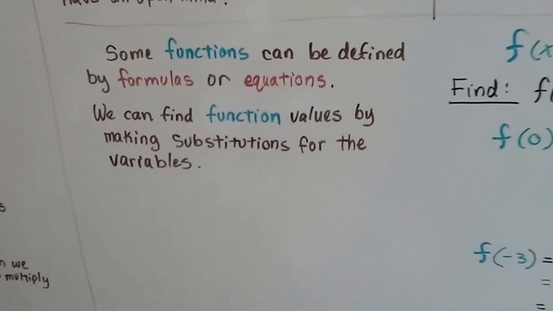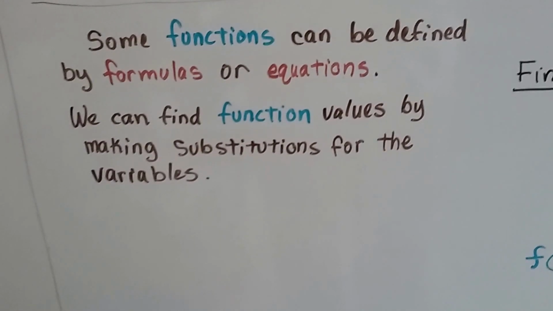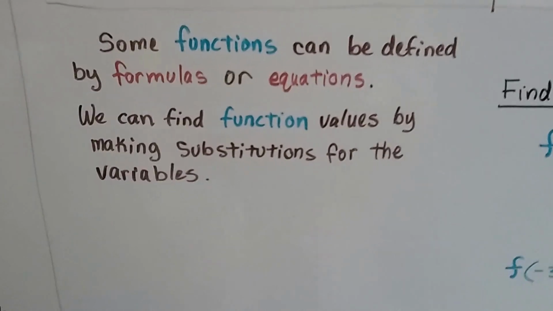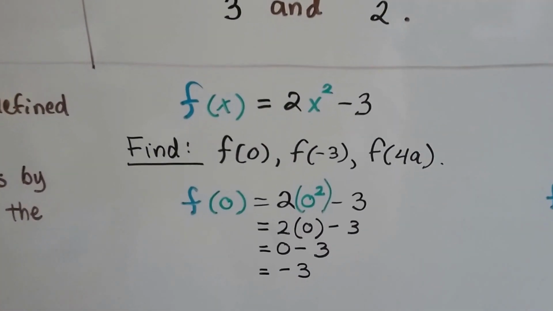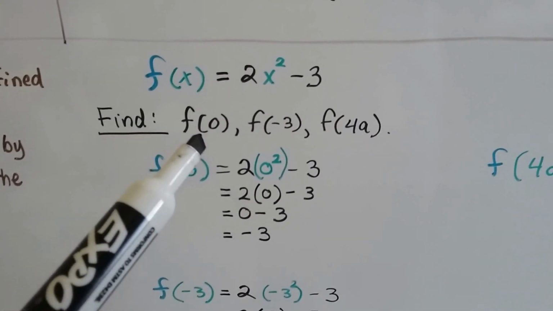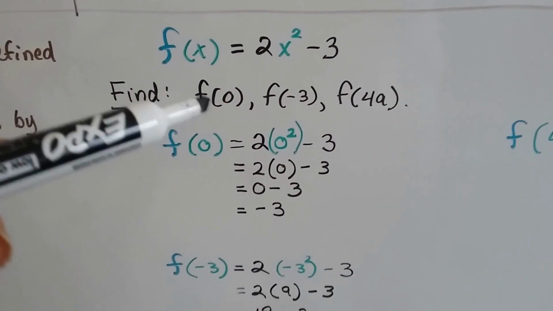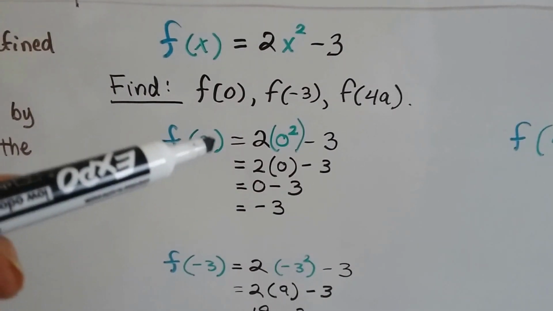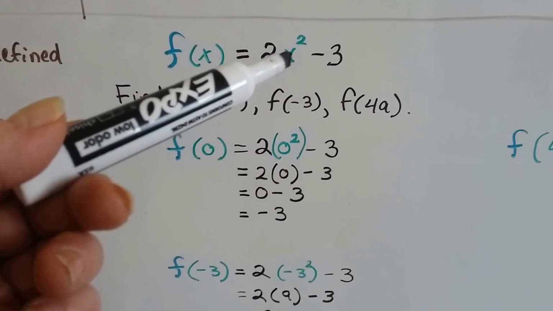Some functions can be defined by formulas or equations, and we can find function values by making substitutions for the variables, just like we do with other equations, all right? So we have the function of x equals 2x squared minus 3. And if we need to find the function of 0, the function of negative 3, and the function of 4a, this first one, we set the function of 0. We know that's going to be the x value, right? So we're going to replace the 0 where the x is.